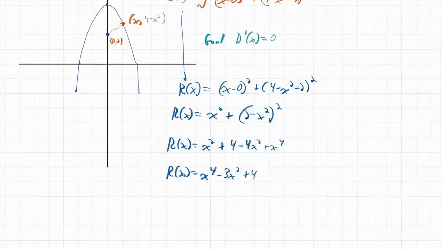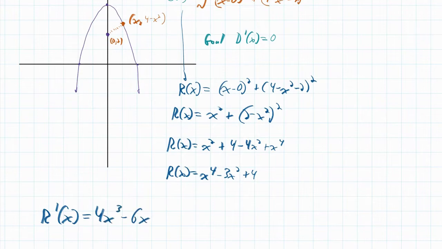Okay, so that's the r. Now we're going to do a derivative, r prime of x. R prime of x is equal to 4x cubed minus 6x, and I want to figure out where that's set equal to 0.